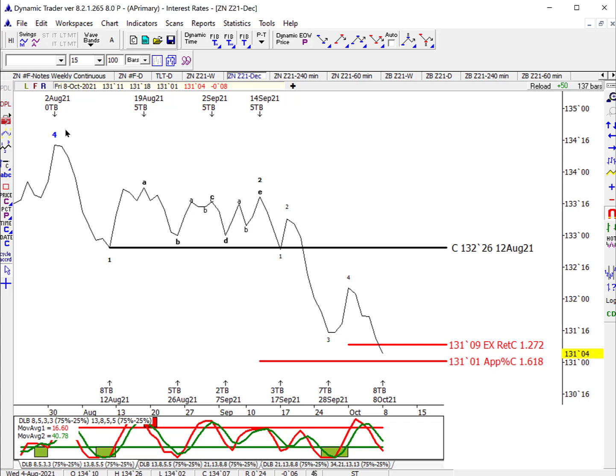So coming off the August high, we had an impulsive decline. I've labeled it a wave 1, and we were looking at this all through this period as a correction. And when it was complete, it should be a wave 2.